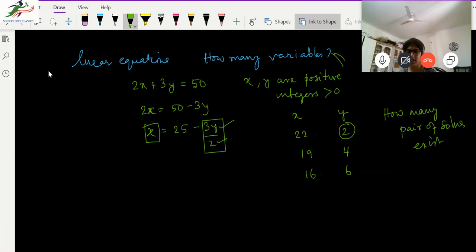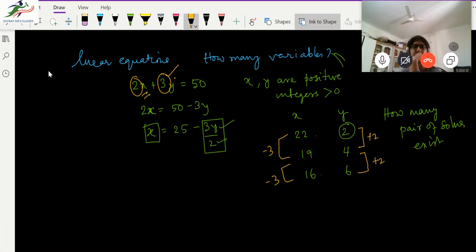Before we do anything, let us try to see patterns in everything. What is the pattern here? Y is increasing by 2 and x is decreasing by 3. Now you look at the coefficients of x and y here. X is decreasing by the coefficient of y and y is increasing by the coefficient of x. Correct?